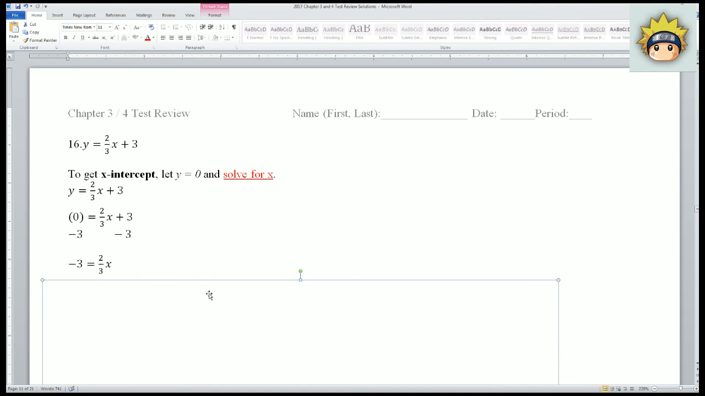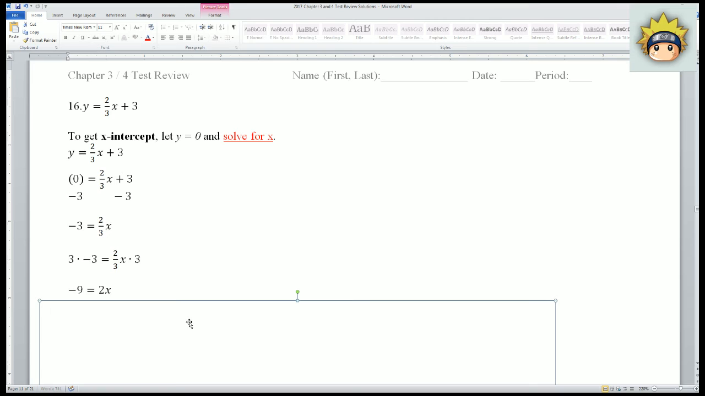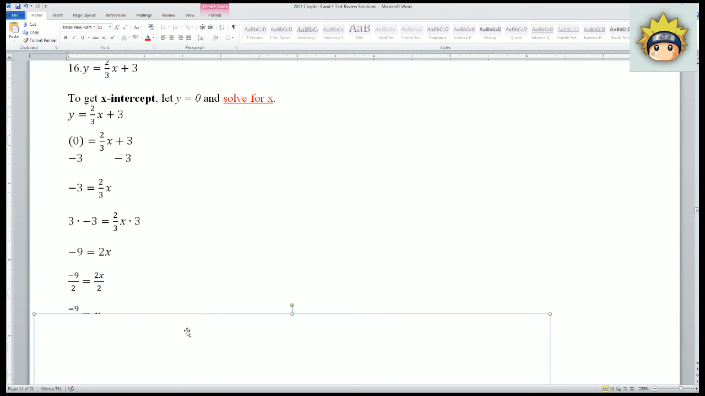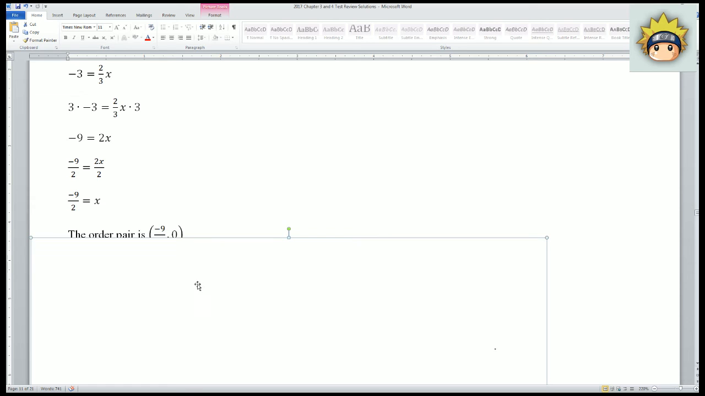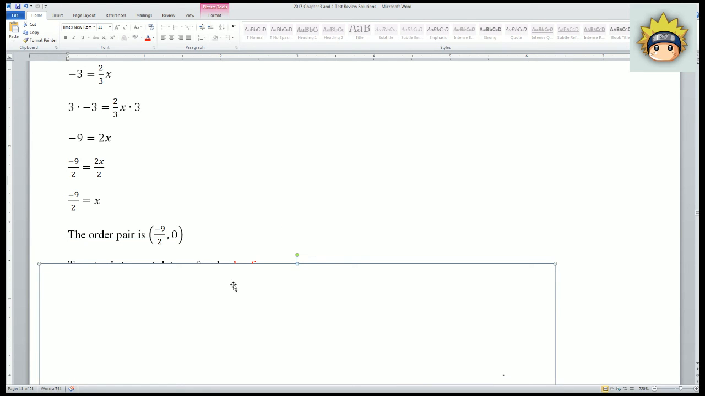Okay? Now I have negative 3 equals 2/3 x. To get rid of the divide by 3, I have to multiply by 3. Whatever I do to the left-hand side, I do to the right-hand side, and vice versa. Negative 3 times 3 is negative 9. On the right-hand side, you're left with the 2x. Divide 2 to both sides. You should have gotten x equals negative 9/2. You cannot simplify because 9 and 2 have no GCF. The ordered pair is negative 9/2, comma 0.